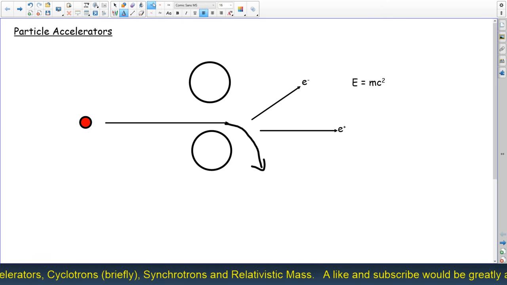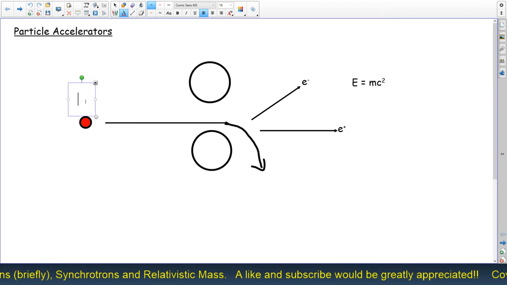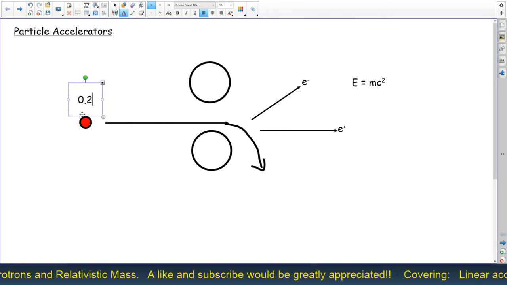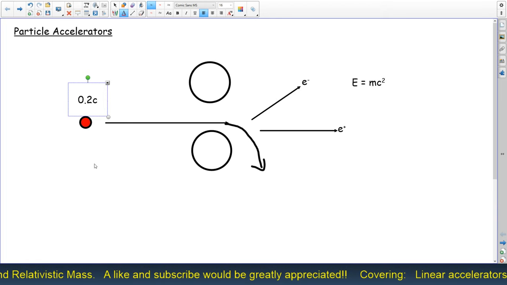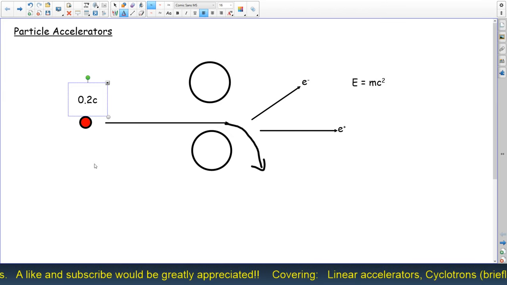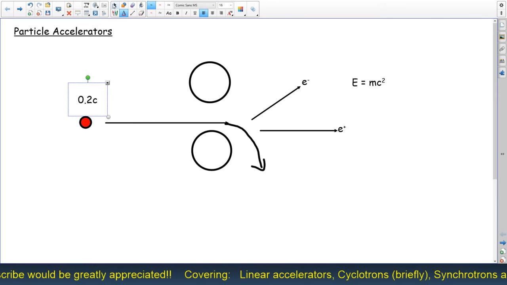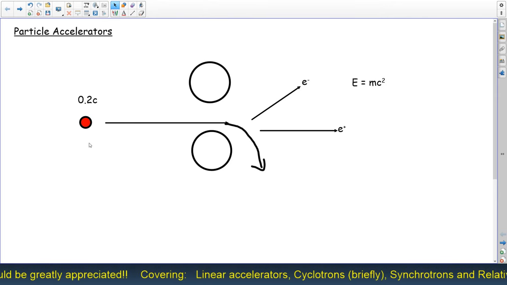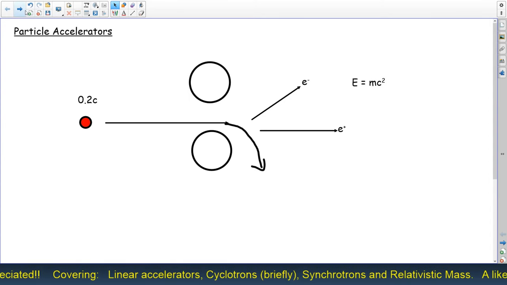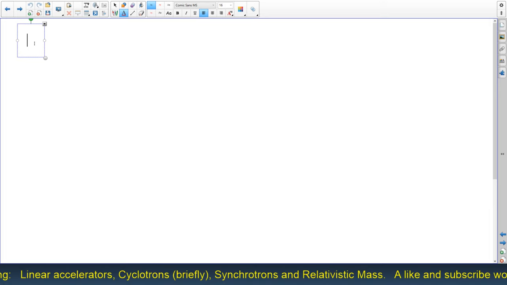Now, go fast is a relative term. You know, 100 miles an hour might be considered fast, but when we're talking about fast in these situations, we're going to do things like 0.2c, where 0.2c is 20% of the speed of light. So we're going to be going very, very fast. And to get very, very fast, we need to accelerate these objects and we need to build accelerators. So let's get into our very first basic accelerator in terms of what we can actually go about building. The first one that we're going to try and build is something called a linear accelerator.